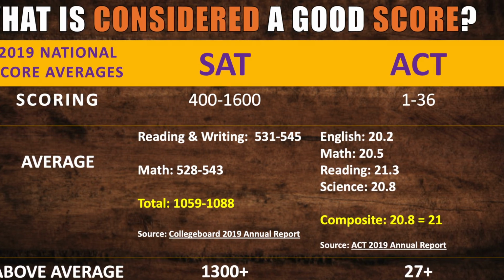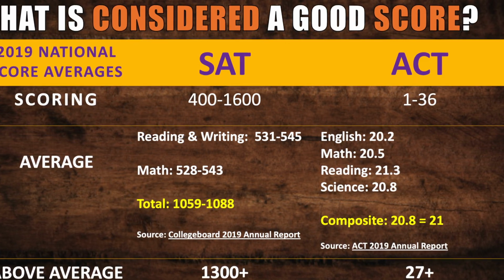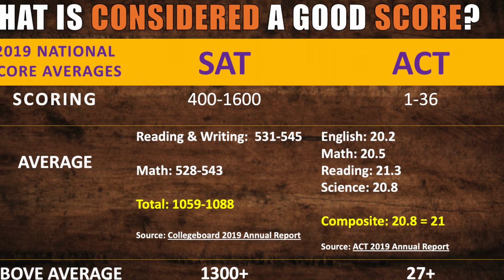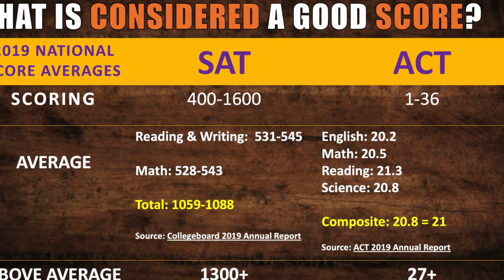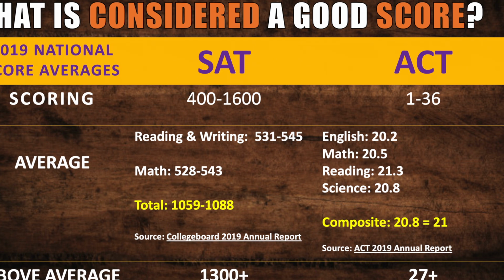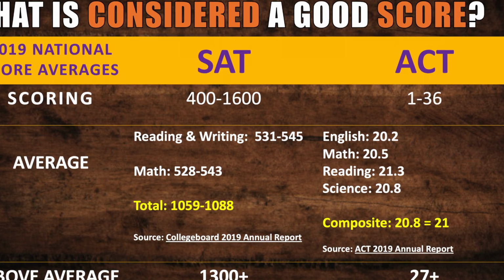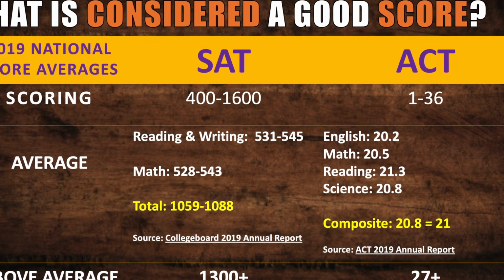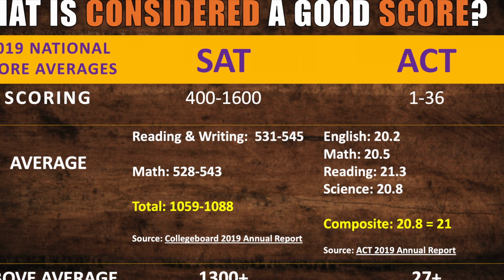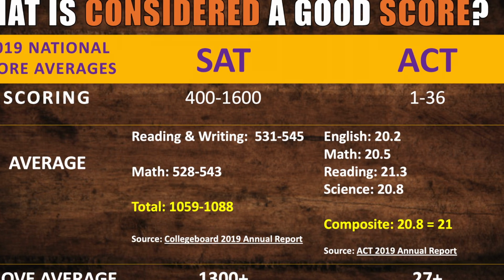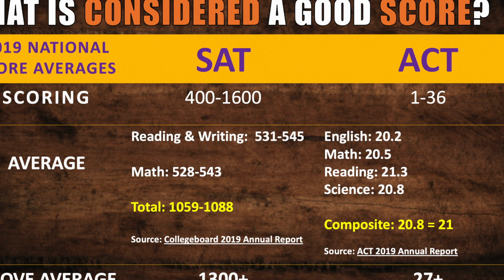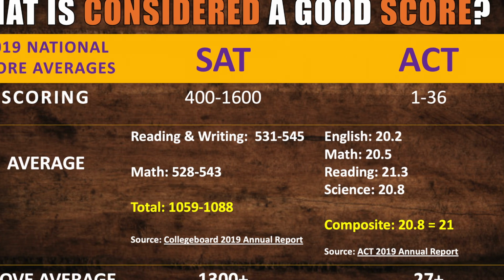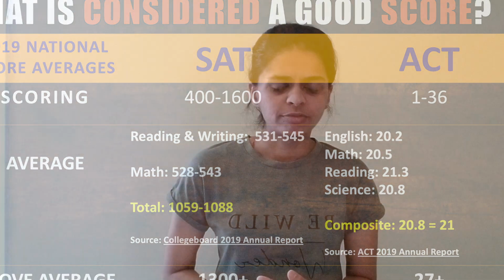Moving to the ACT. So the ACT scoring range is from a 1 to a 36. Again, a 1 is what you get for writing your name, and then 36 is the perfect score. Average in this case, according to the ACT 2019 annual report, is around a 21. And a good score is really about a 26, 27 and above. Ivy League category, we're looking at a 32 and above. So that's just a quick and simple breakdown of both of those two exams.